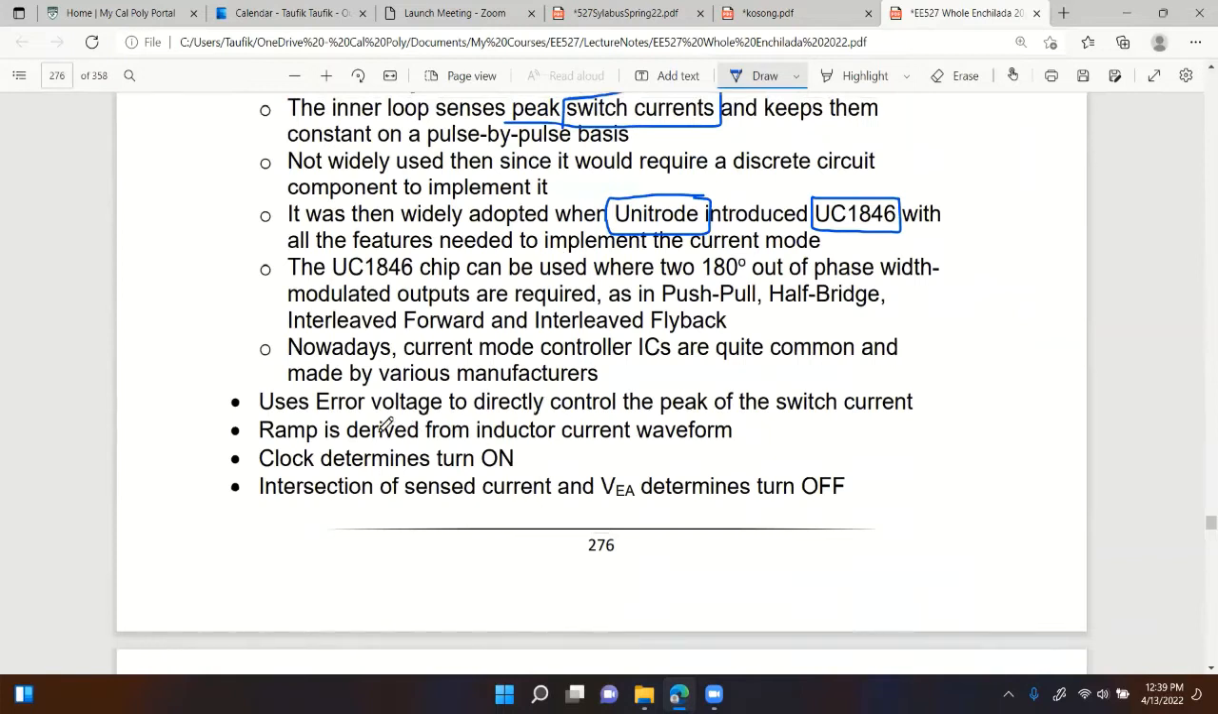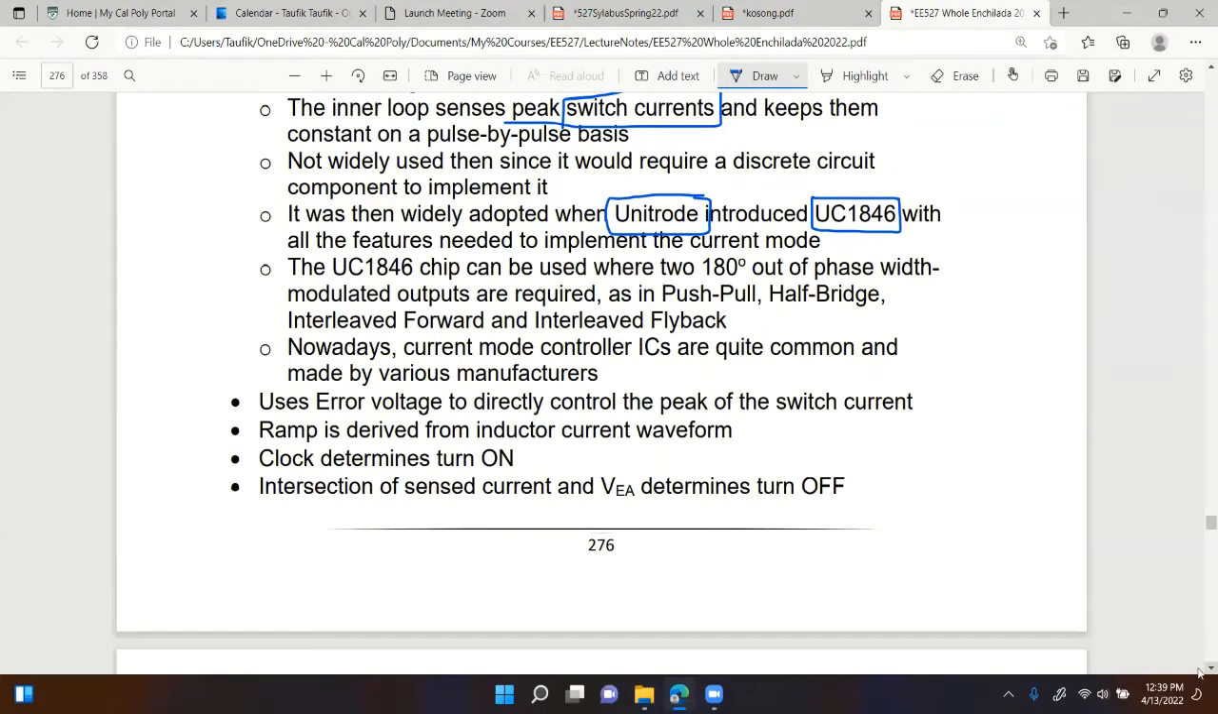Yeah. So the ramp is derived from the inductor current waveform. Remember I said earlier, conceptually, we want to sense the inductor current, because we want to create the ramp from the inductor current. But that same ramp can be generated from the switch current, or the diode current, and then it uses the error voltage to directly control the peak of the switch current.